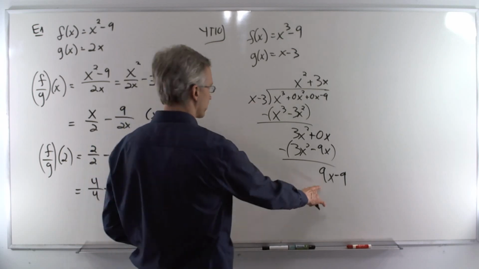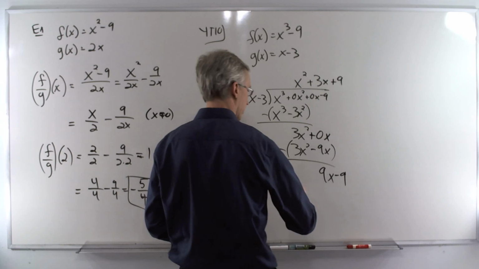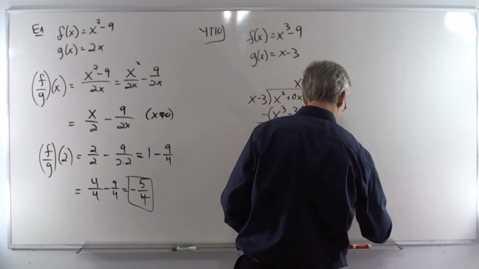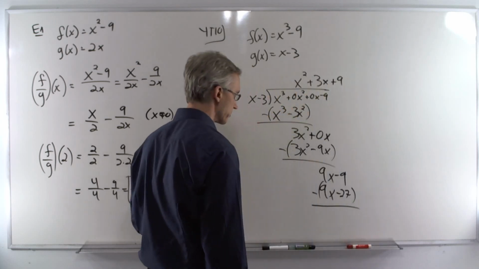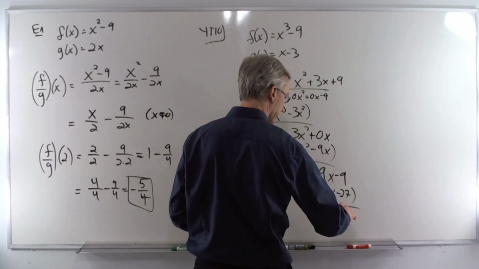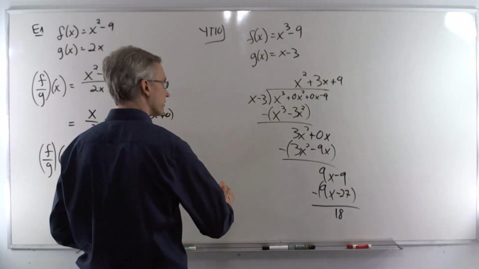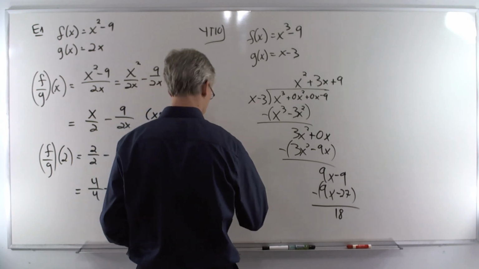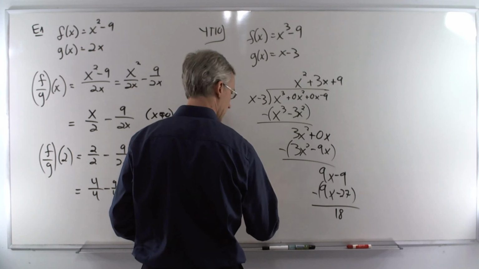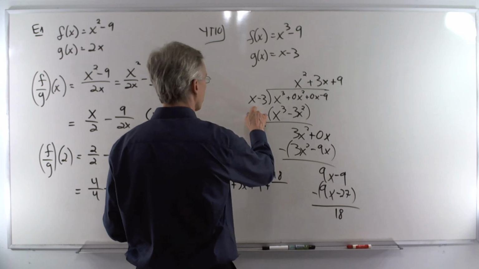All right, now we need to match 9x, so we're going to multiply x by 9. 9 goes up here. 9 times x is 9x. And 9 times negative 3 is negative 27. All right, now we'll subtract. 9x's go away. Negative 9 minus negative 27 is negative 9 plus 27, so that is 18. So 18 is the remainder. So that gives us x squared plus 3x plus 9 plus 18 over x minus 3.